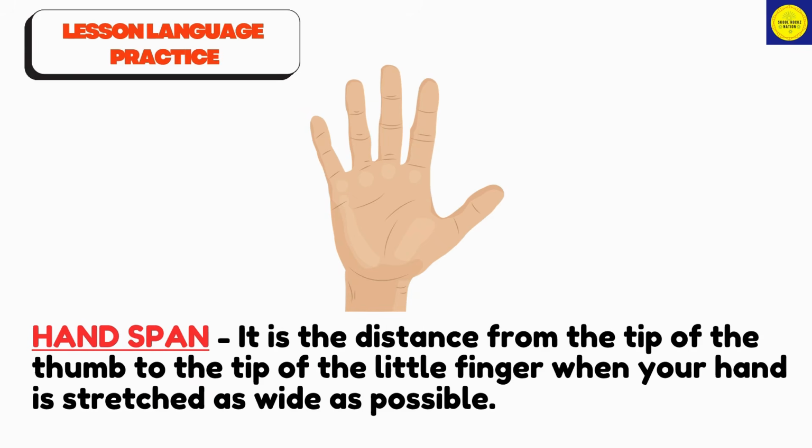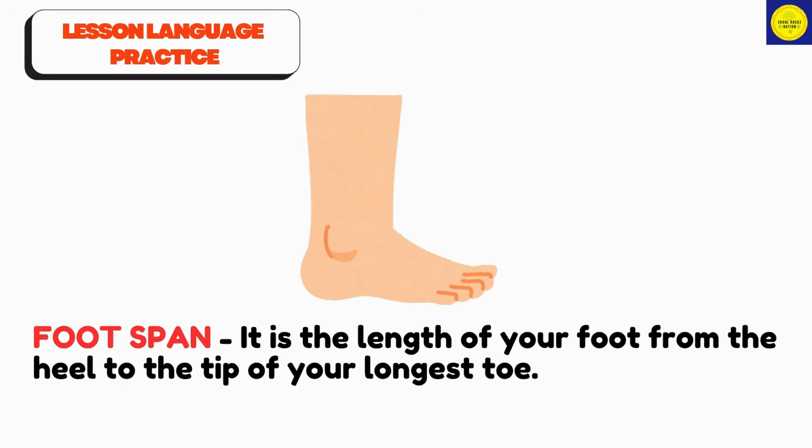Lesson Language Practice. Hand span. It is the distance from the tip of the thumb to the tip of the little finger when your hand is stretched as wide as possible. Foot span. It is the length of your foot from the heel to the tip of your longest toe.